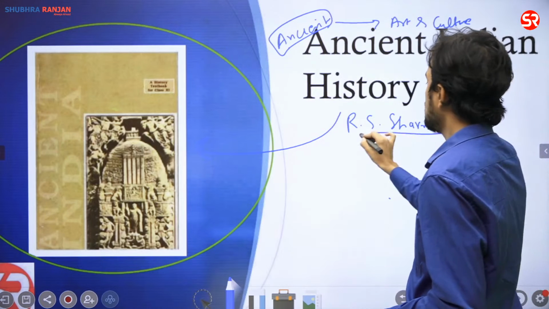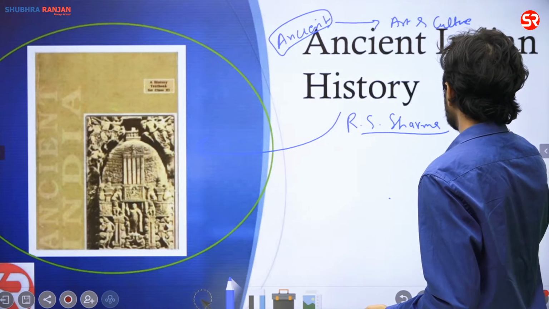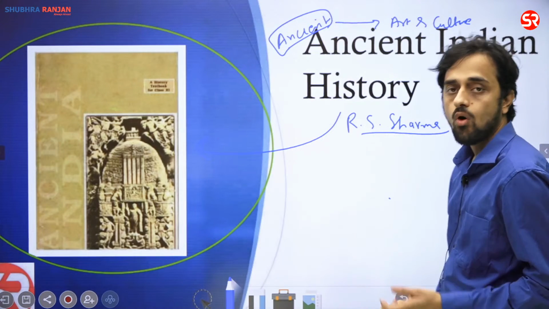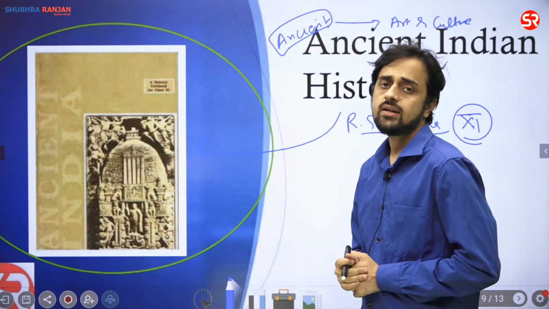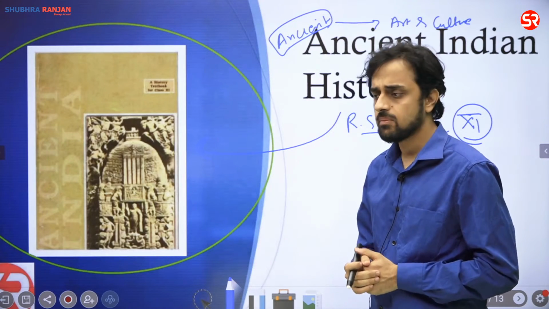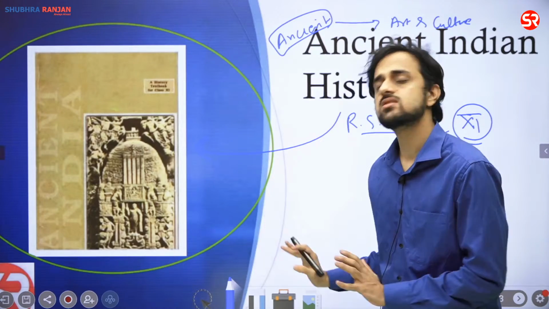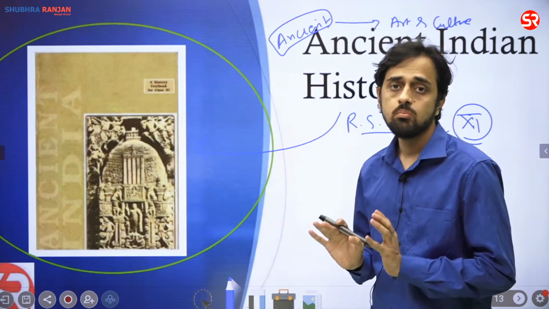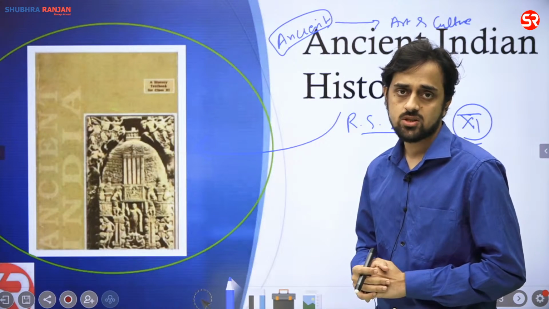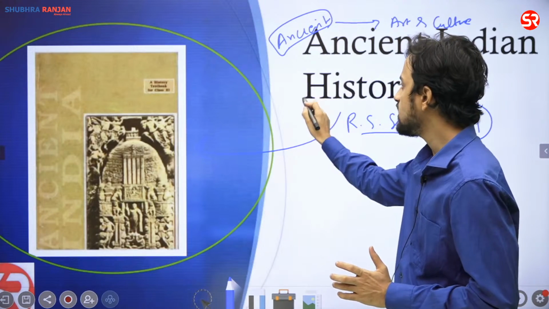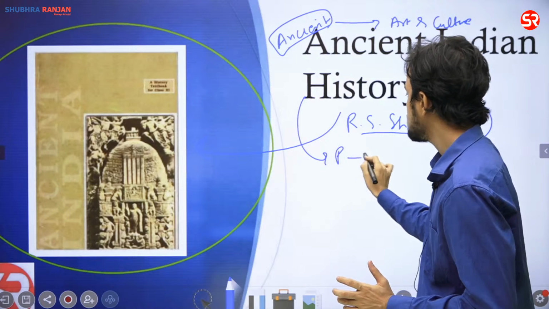The R.S. Sharma Old NCERT for the 11th class is the book to read for ancient Indian history, and no other book should you pick up. A lot of you will talk about Upinder Singh and many other books, but this is comprehensive and concise, both from your examination point of view. Also, ancient-related questions are asked both in prelims and mains.